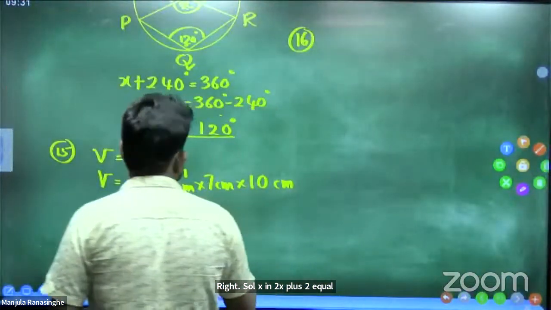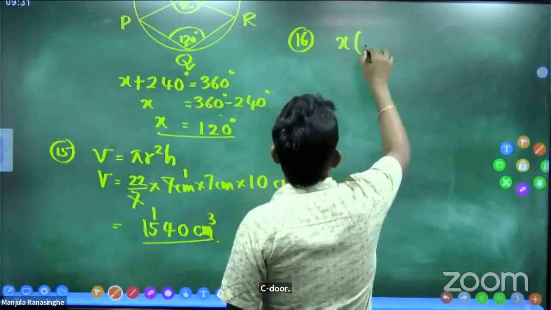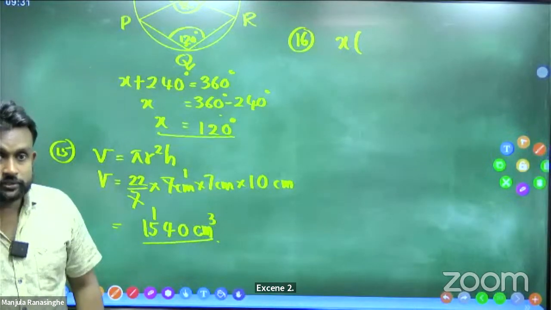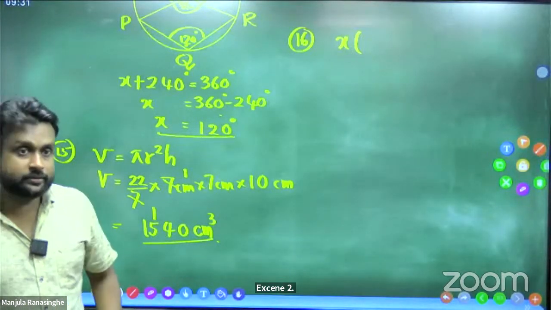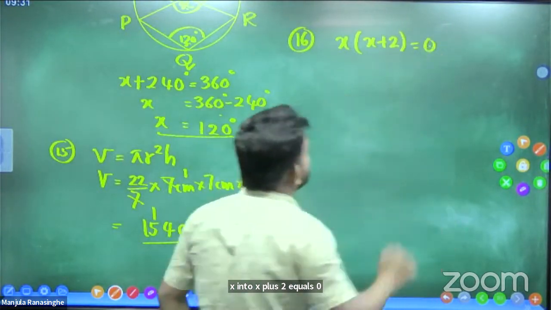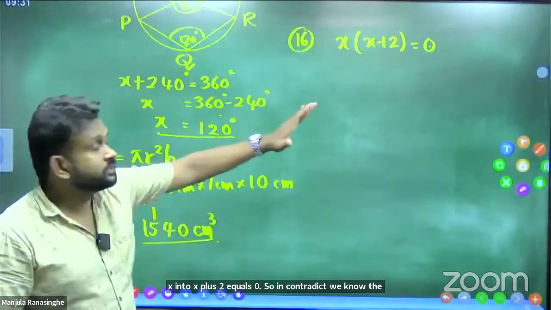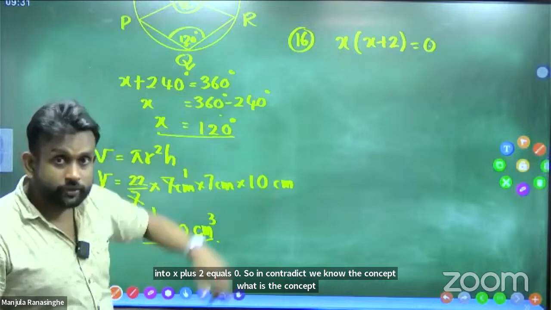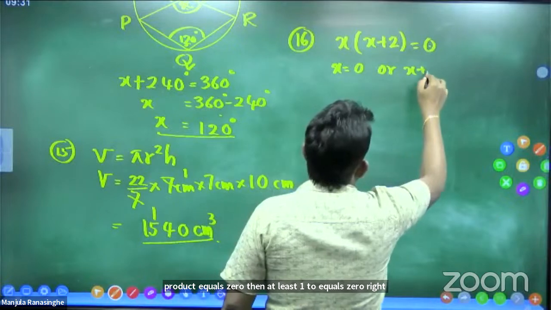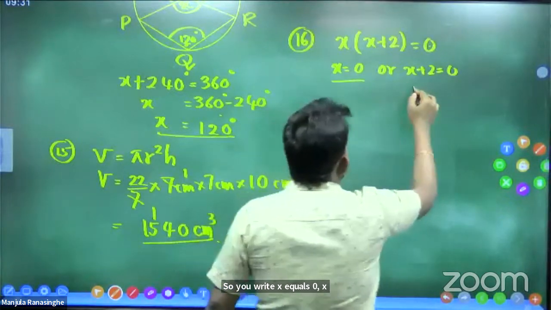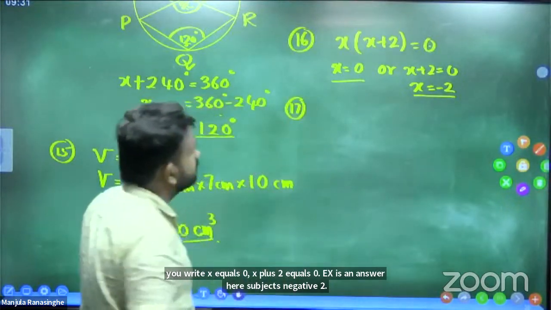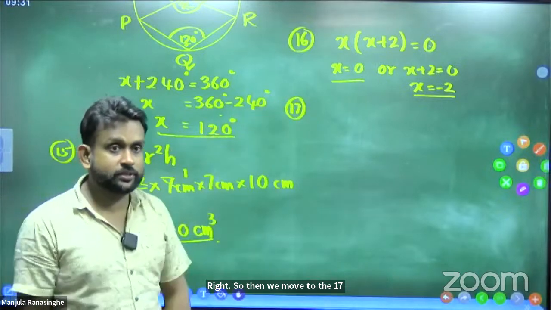So here we have a quadratic. x into x plus 2 equals 0. In a quadratic, we know the concept. What is the concept? If the product equals 0, then at least one of them equals 0. So you write x equals 0 or x plus 2 equals 0. Here x is 0, and here x is -2. Right. So then we move to question 17.